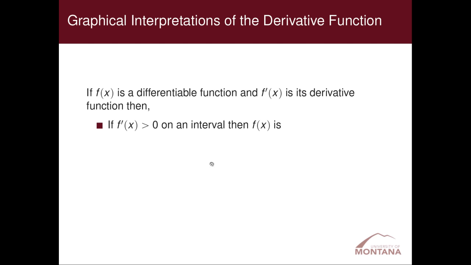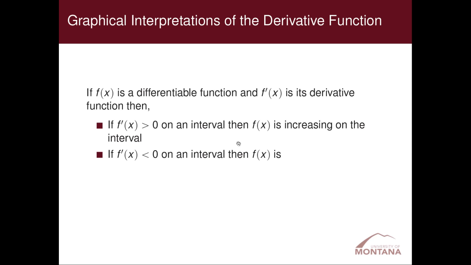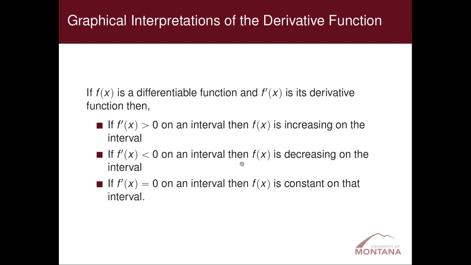But let's assume we have a differentiable function and that f prime of x is its derivative function. Then what we should notice is that if f prime of x is greater than 0 on an interval, then f of x should be positively sloped on that interval. So if it's positively sloped, it's got to be increasing on that interval. Likewise, if f prime of x is less than 0 on an interval, then the slope function is negatively valued on that interval, so the function must be decreasing. And lastly, if we have a slope function equal to 0 on an interval, then f of x is constant on that interval, or at that point.